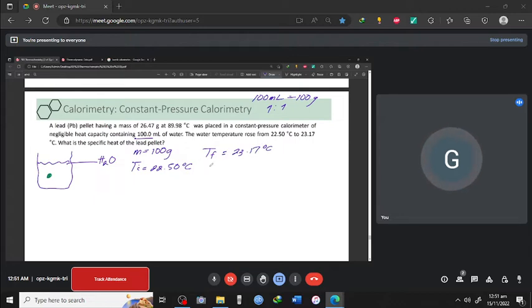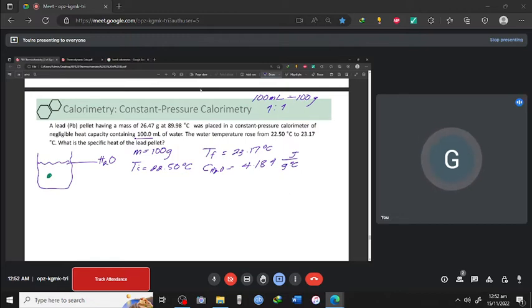From there, students, you can actually see na parang walang binigay na specific heat. Okay? So, dahil walang binigay na specific heat, sabi ko nga dapat memorize nyo yung specific heat of water, which is given as 4.184 joules per gram per degree Celsius. So, yan yung specific heat natin for water.